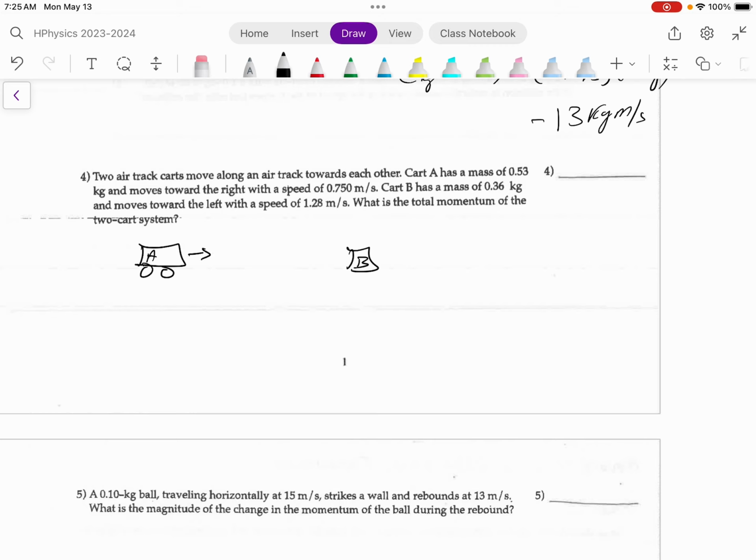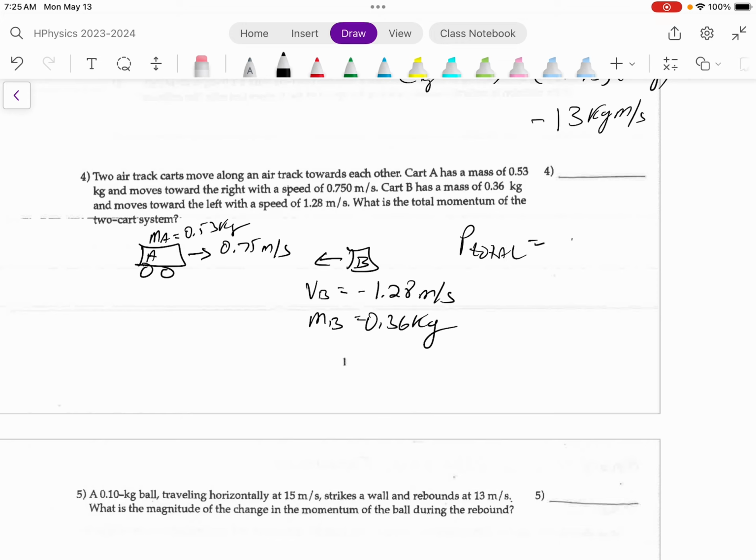So cart A is moving with a speed of 0.75 meters per second. It has a mass of 0.53 kilograms. Cart B has a velocity of, since it's moving to the left, I've got to put a negative sign for that, and mass of B is equal to 0.36 kilograms. They want the total momentum, and it will be momentum of A plus momentum of B.